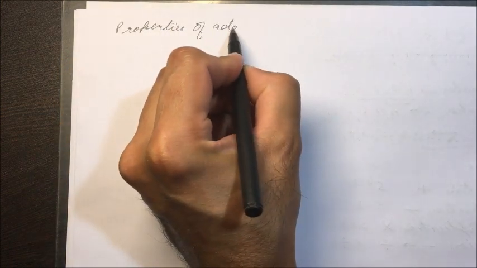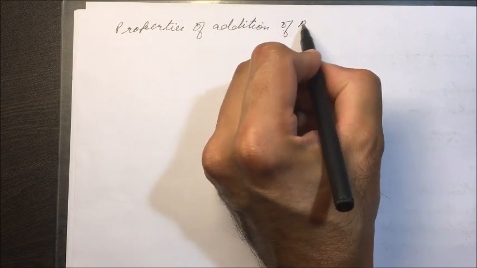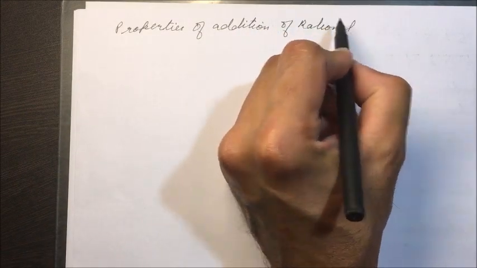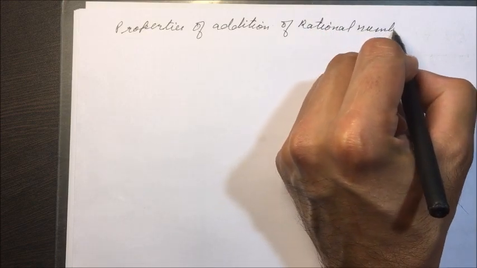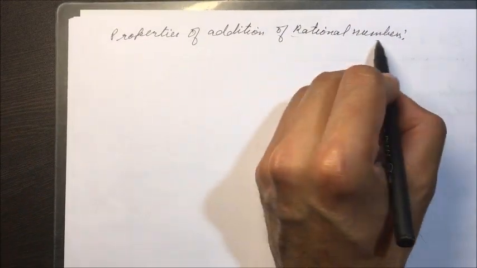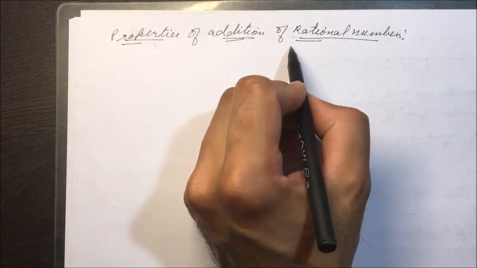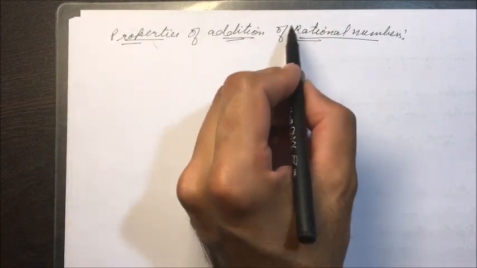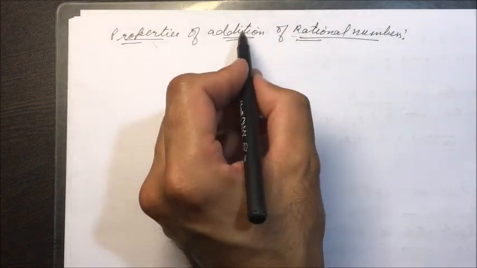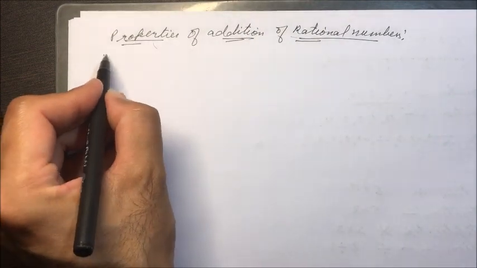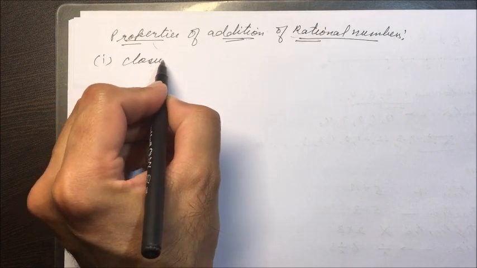So properties will be applied on addition. Properties of addition. What are the properties of addition of rational numbers? So we have the rational numbers. If we add them, what all properties do they follow? What all features will addition of rational numbers have? First one, closure property.